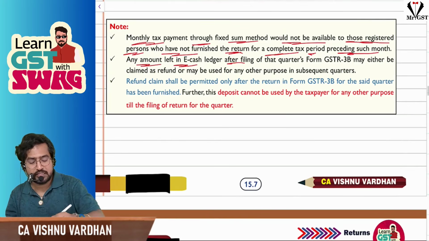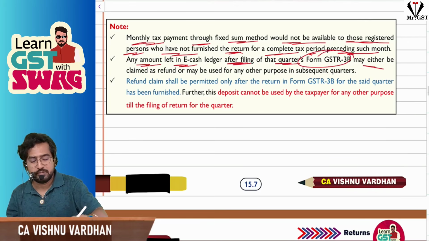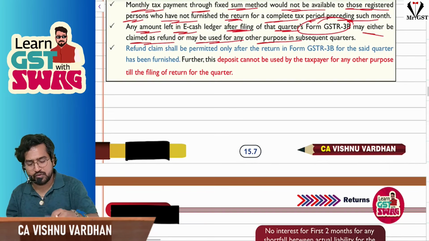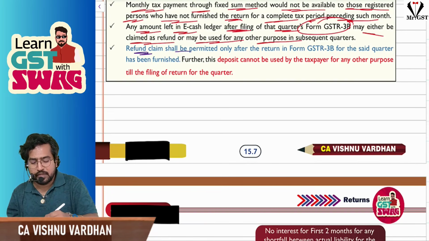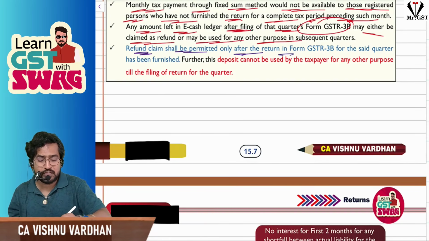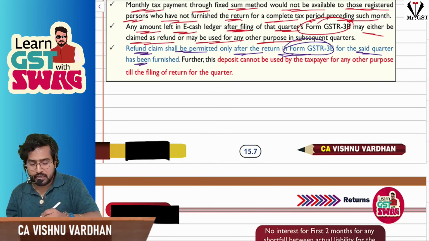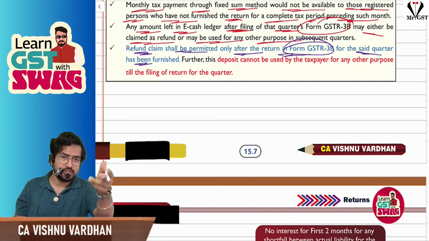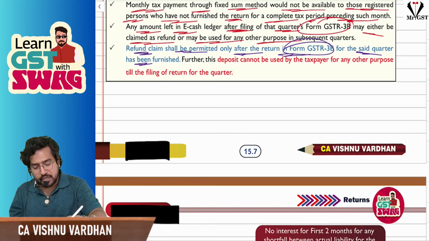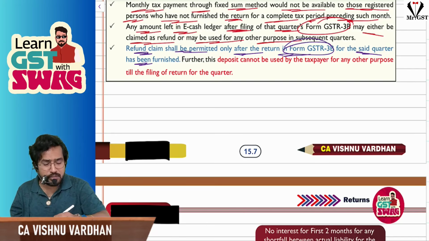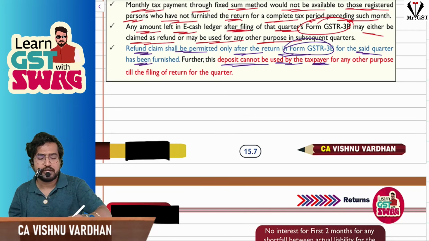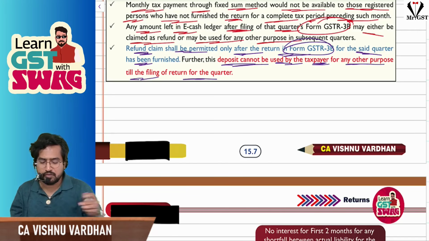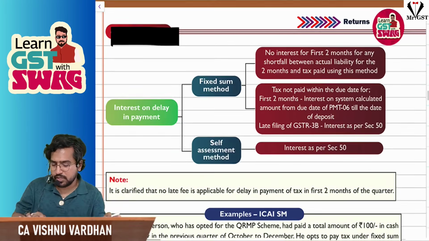Any amount left in cash ledger after filing that quarter's 3B may either be refunded or used. We have already discussed this. Next one, refund claim shall be permitted only after the filing of the return. Correct. I told you that first 2 months you have deposited the amount, it will be lying in what? Cash ledger. Can you use it for any other purpose? It cannot be used by the taxpayer for any other purpose till the filing of the return for that quarter.